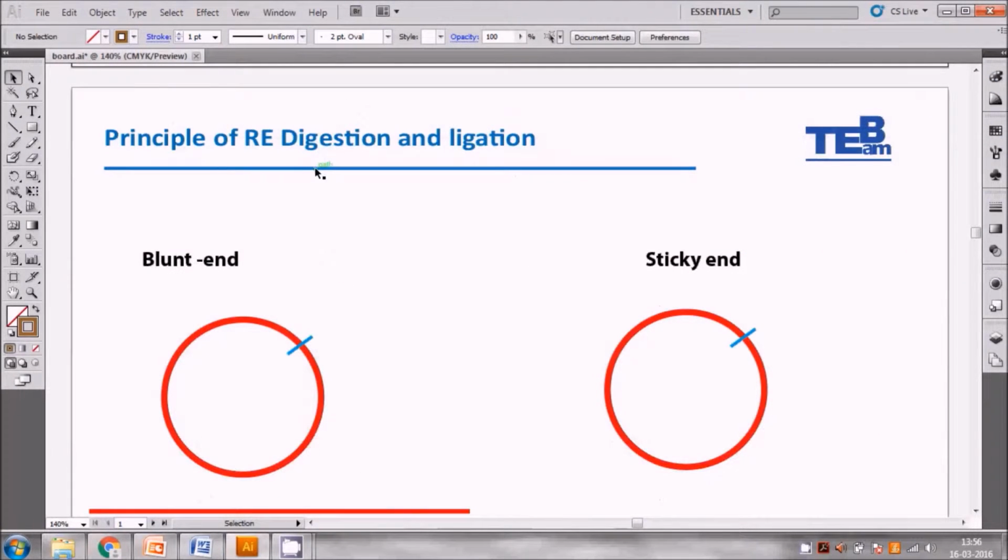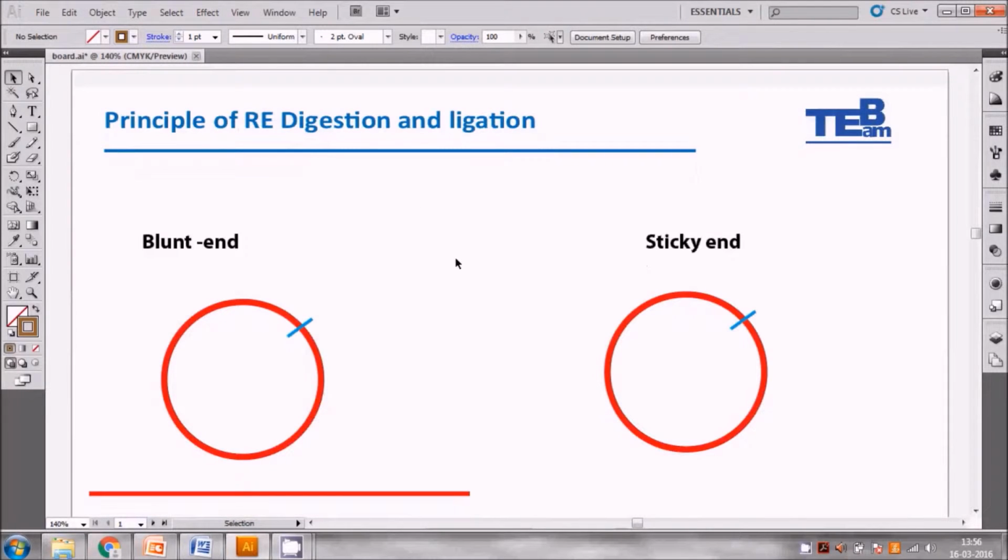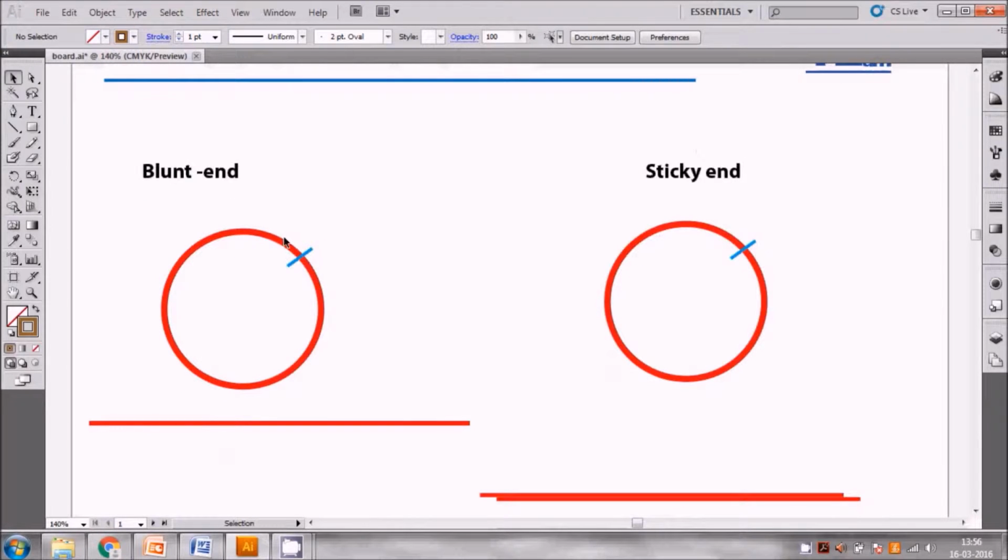So in this video we will understand the principle of restriction enzyme digestion and ligation. Before we move on, I want to tell you about the two types of restriction enzyme cutting patterns. When the restriction enzyme cuts, it can cut in two ways. After cutting, it can create a blunt end, or it can create a sticky end. I will explain what the blunt end and the sticky end are.